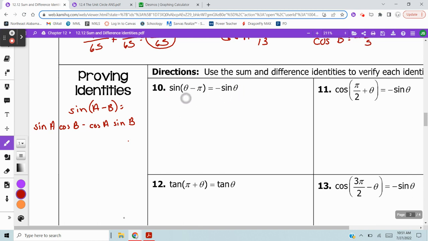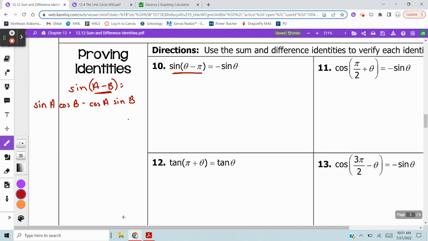That's as simple as that. So I'm going to work on this left side, and now the left side looks a lot like this identity where A is my theta, B is my pi. So let's work on that. I'm going to take out all my A's and plug in thetas, take out all my B's, plug in pi's. So I now have the sine of theta, cosine of pi, minus cosine theta sine pi.